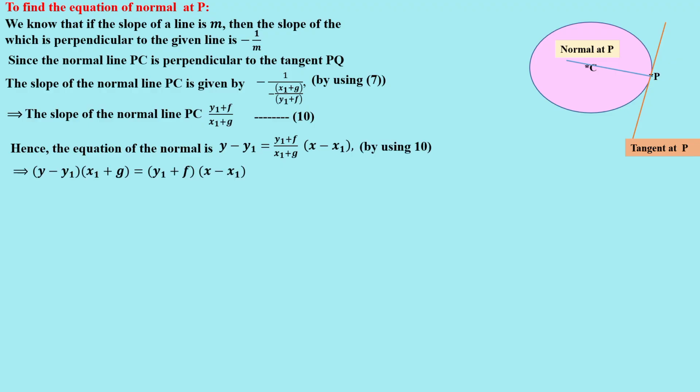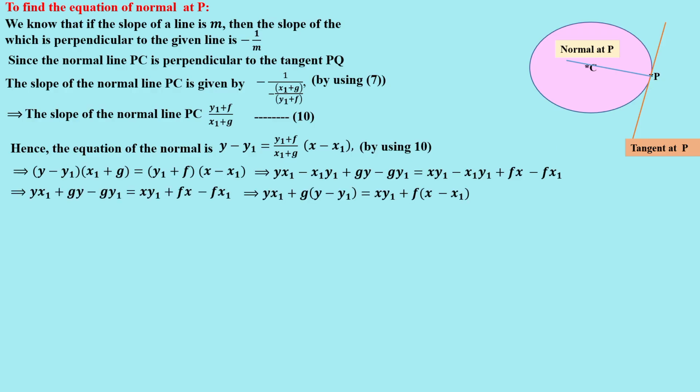Just do the cross multiplication: (y minus y1) into (x1 plus g) equal to (y1 plus f) into (x minus x1). So simplifying, y x1 minus x1 y1 plus g y minus g y1 is equal to x y1 minus x1 y1 plus f x minus f x1. This implies y x1, grouping the terms, plus g (y minus y1), is equal to x y1 plus f (x minus x1). Bringing all the terms to the left hand side: y x1 minus x y1 plus g (y minus y1) minus f (x minus x1) equal to 0, which is the required equation of the normal.